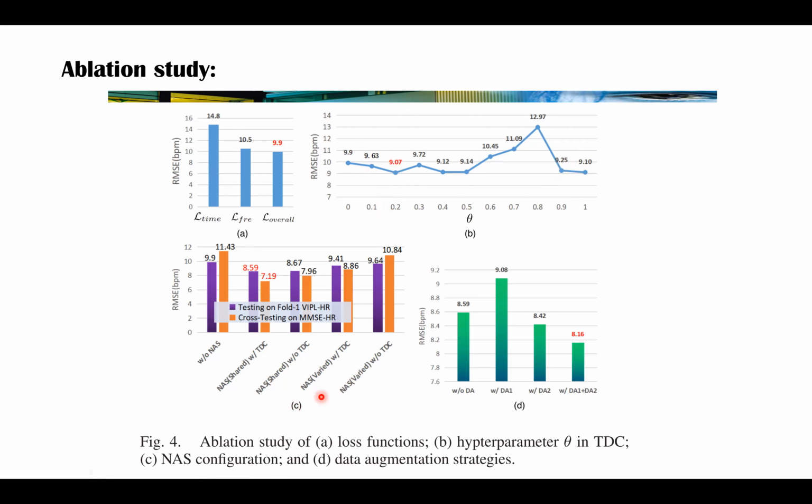And for figure C, we can find that without architecture search, the architecture is similar to PhysNet, but we use the overall loss. Their intra-testing and cross-testing results are not very satisfying. But if we use our architecture search with shared cells and our temporal difference convolution in the operator space, the architecture performs very well, especially in the cross-testing. You can see the orange color.